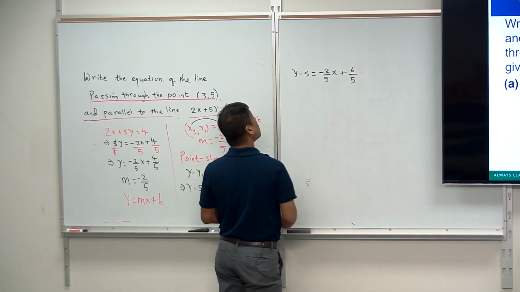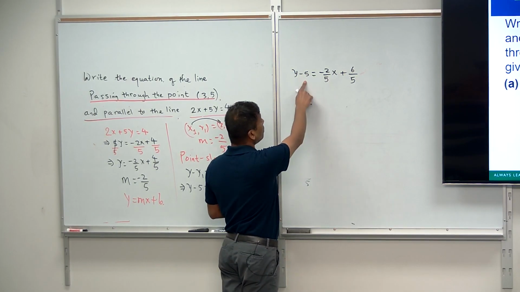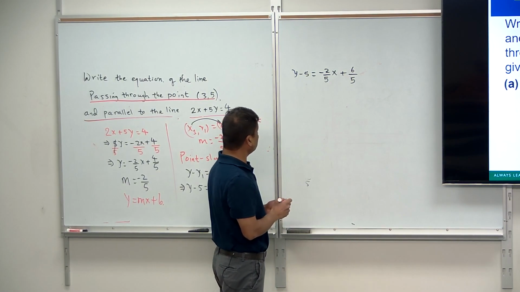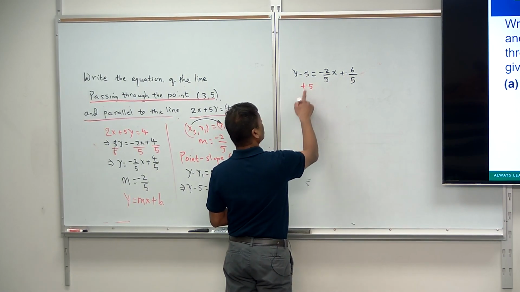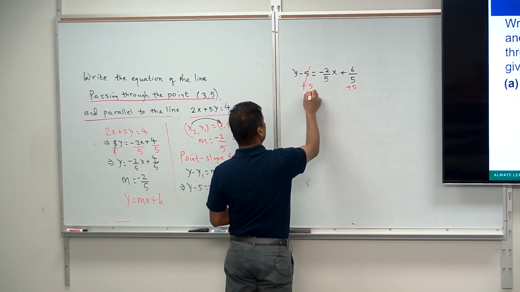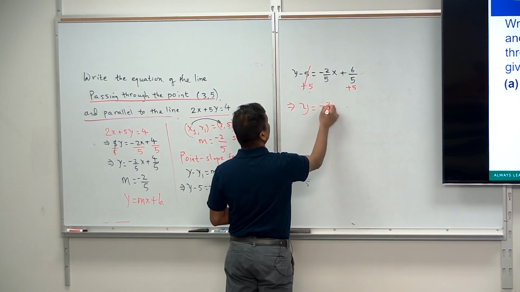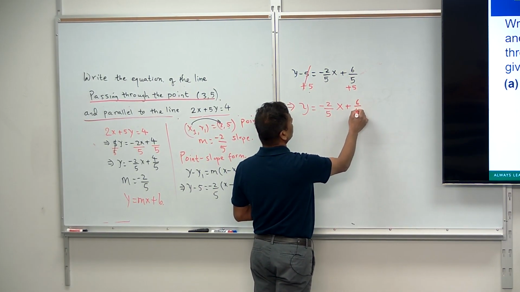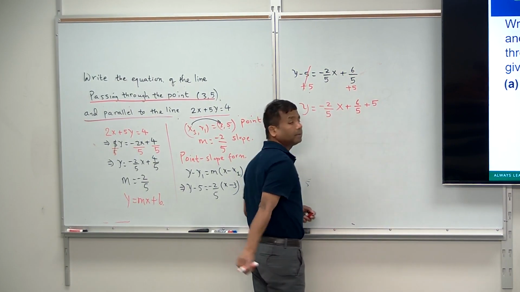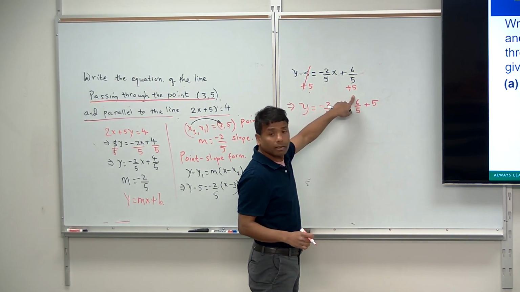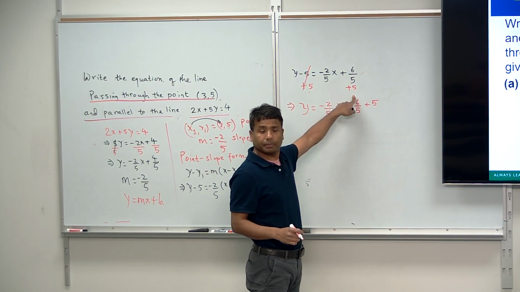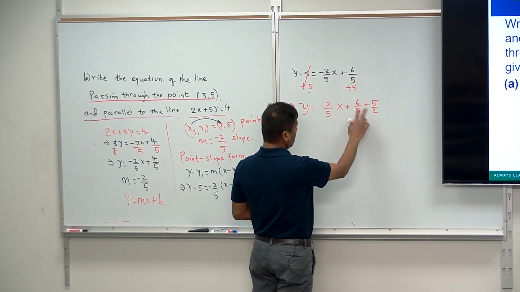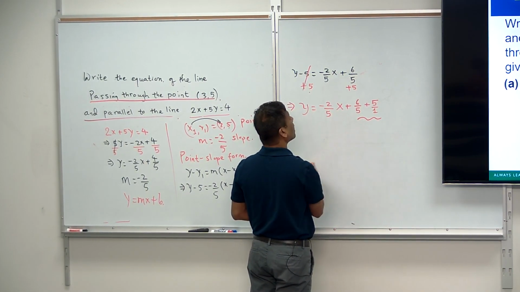So now let's write it in slope-intercept form. You need to move 5 to the right side. How do you do that? We add 5 on both sides. You cross them out, so that will be y equals negative 2 over 5x plus 6 over 5 plus 5. Does that make sense? Okay. So now 5 has 1 in the denominator, and you add them up: 6 over 5 plus 5 over 1.